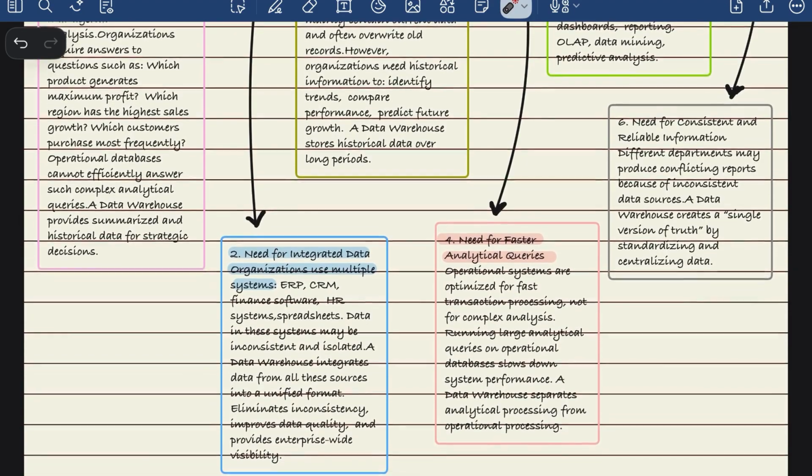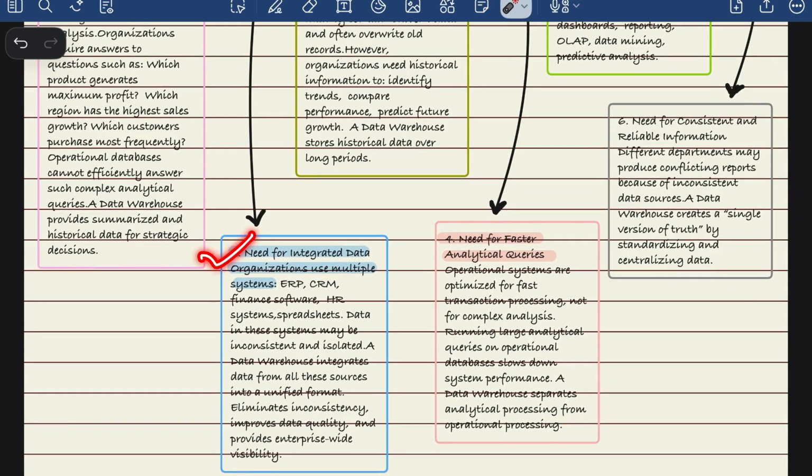The second is the need for integrated data. As discussed already as a major feature of a data warehouse, that is why we need a data warehouse, right? Number 2, integrated data. In a big company, different departments live in their own isolated worlds.